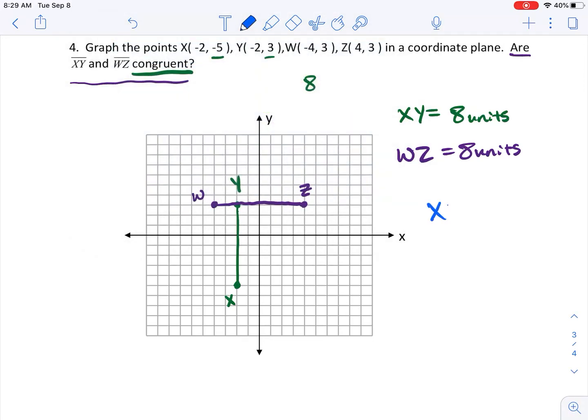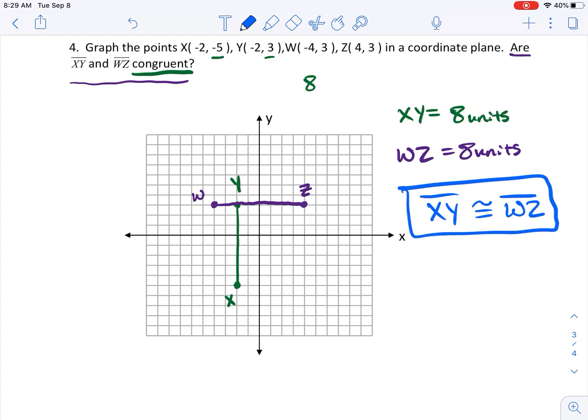So for our final answer, we can say that segment XY is congruent to segment WZ. All right, and that ends our second section of notes.